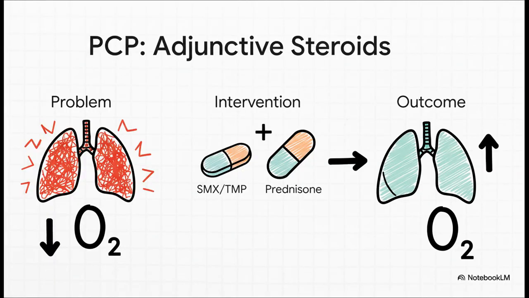For really severe cases of PCP, we've got another vital tool in our belt, adjunctive corticosteroids. The indication here is crystal clear. If the patient is hypoxic, meaning their PaO2 is less than 70, or their AA gradient is over 35, we add prednisolone. This has been shown to dramatically decrease inflammation in the lungs and improve patient outcomes.